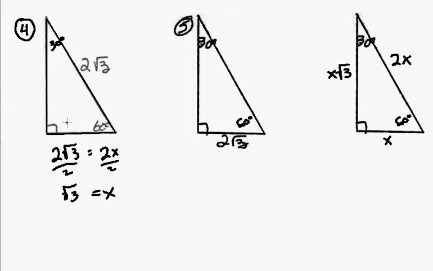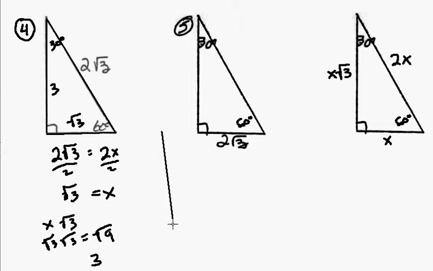Well, gee, so this is square root of 3. This is my short side. So my long side is going to be x times the square root of 3. So here I've got, if x is square root of 3, then x square root of 3 can be replaced with square root of 3 times the square root of 3, which is equal to the square root of 9. But what's the square root of 9? Well, it is 3. So that means this side is 3. Okay? So that's problem number 4.